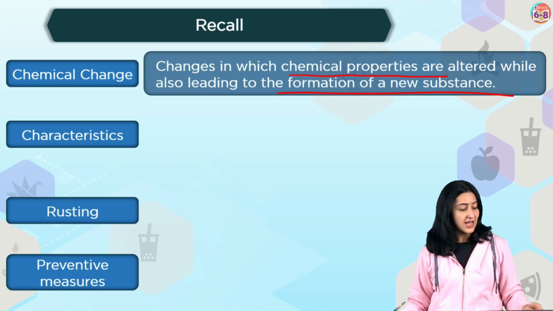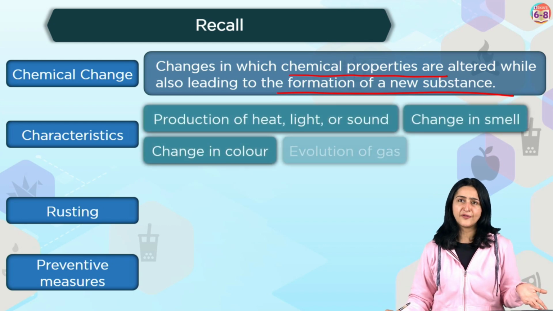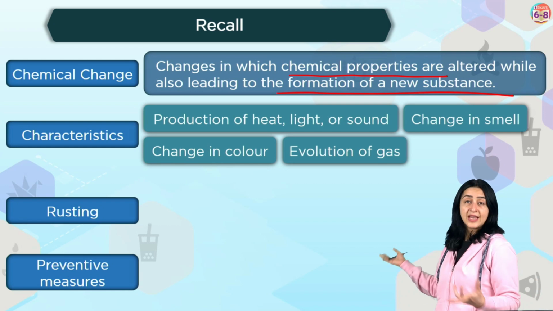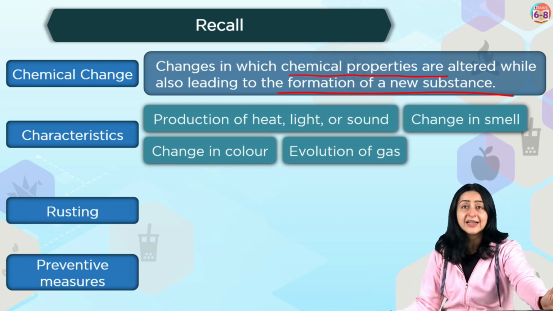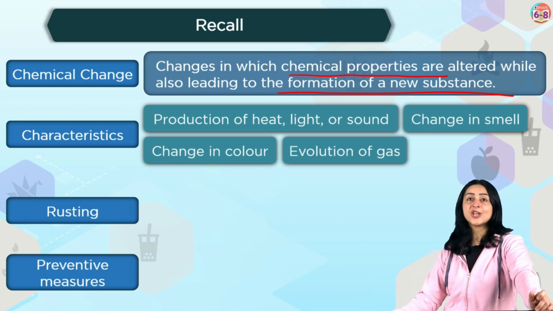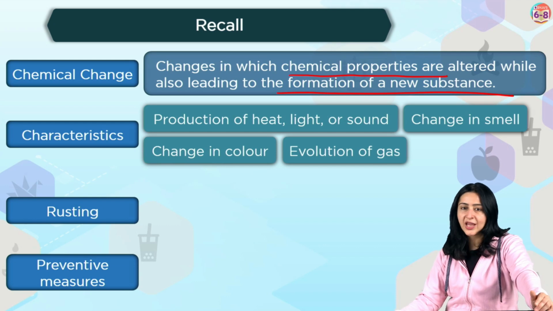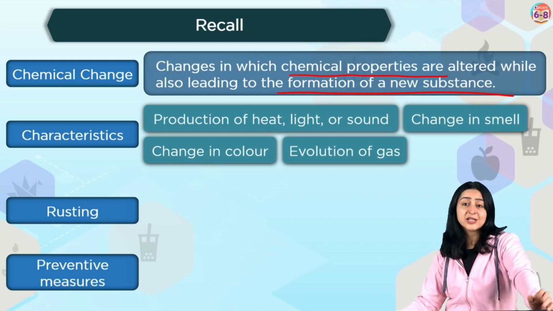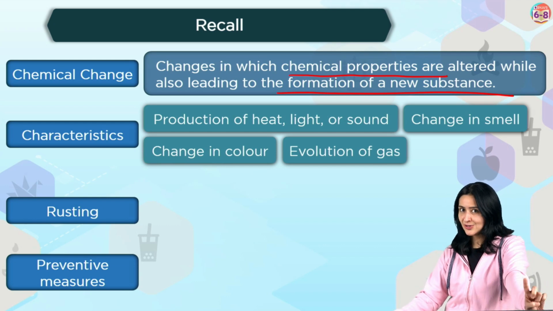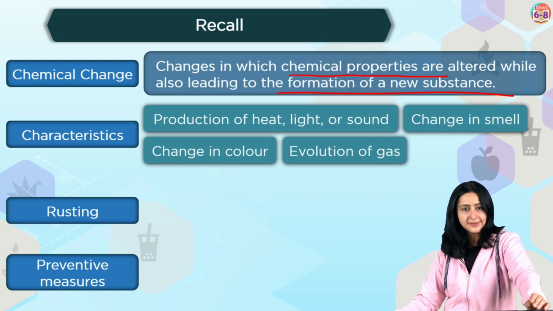Then we discussed what the characteristics of a chemical change are. And we spoke about a few examples, like the production of heat, light, and sound in fireworks, or the change of smell when we're baking bread or a cake, or a change in color when food gets spoiled, or even the evolution of gas like we saw in vinegar and baking soda, right?